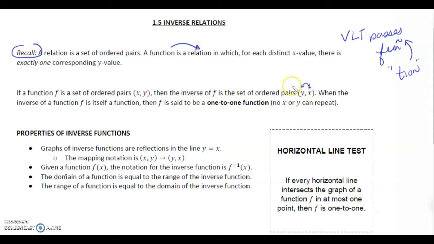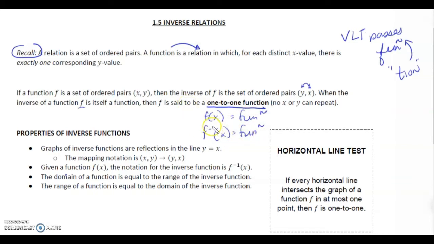That's going to be key for both graphically and algebraically finding an inverse function, which is what we're going to do today. When the inverse of f is itself a function, then f is said to be a one-to-one function. So what is a one-to-one function? This is when no x and no y can repeat. So this is when f at x is a function and f inverse at x is a function.